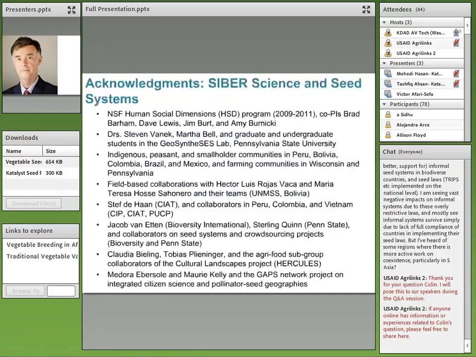I really need to be sure to acknowledge a lot of collaborators in these projects. All my work is collaborative. I appreciate opportunities of collaborating with USAID. I have also worked with the National Science Foundation. I have a lab called the Geosynthesis Lab, and lots of peasant, indigenous, smallholder communities and collaborators, several of the CG systems, international and national universities, and these citizen science and crowdsourcing groups have become an important part of this collaboration mix for me as well. So thank you for this opportunity.